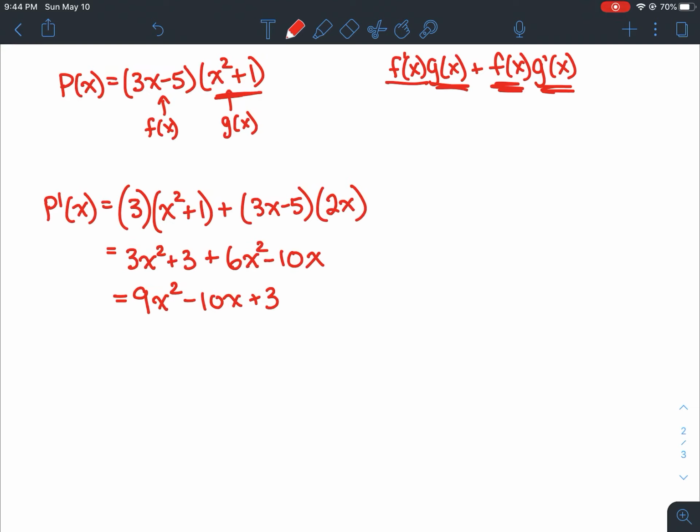Cool. So that's the product rule. You just follow this handy guide: derivative of the first times the second, plus derivative of the second times the first. And that is the product rule.